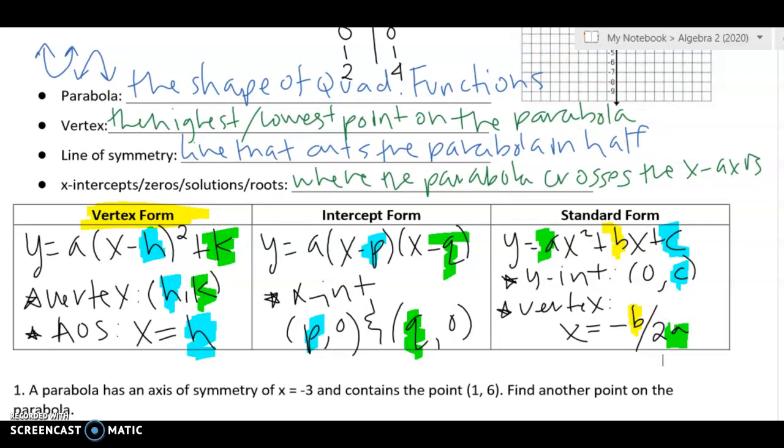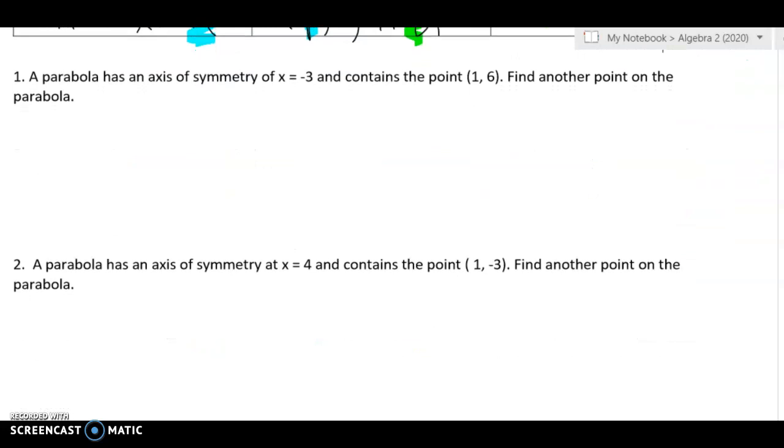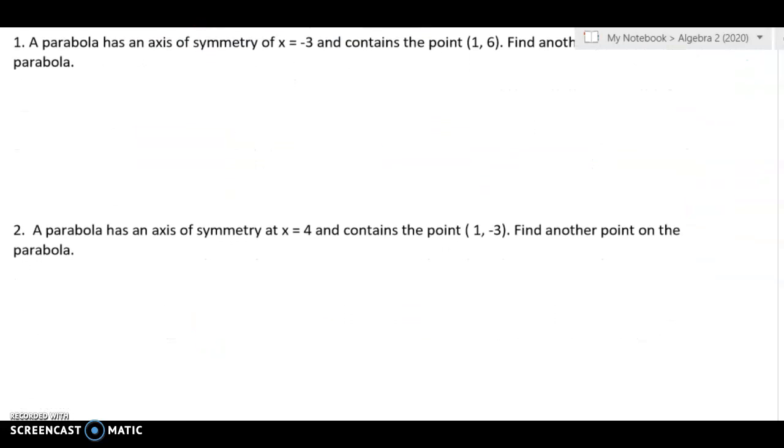Okay, let's go to some examples. The first one says, a parabola has a line of symmetry or axis of symmetry at x equals negative 3 and contains the point (1, 6). Find another point on the parabola. We're going to make a picture, so try your best to get some straight lines going here.